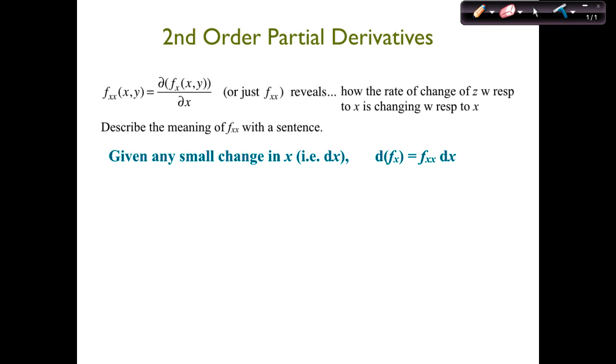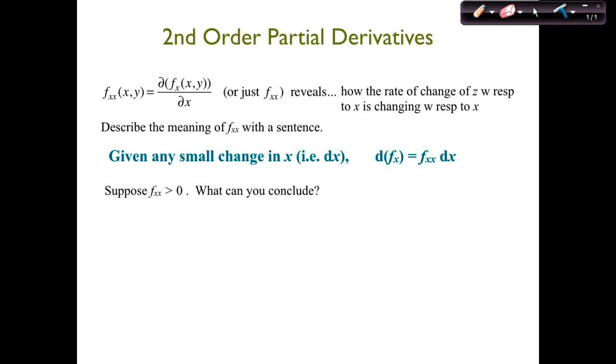So do you see how this parallels what we were talking about before? But now rather than reflecting the change in z, it's going to reflect the change in the rate of change. Right? So the change in the rate of change is going to be this second partial derivative times the change in x that you pick.